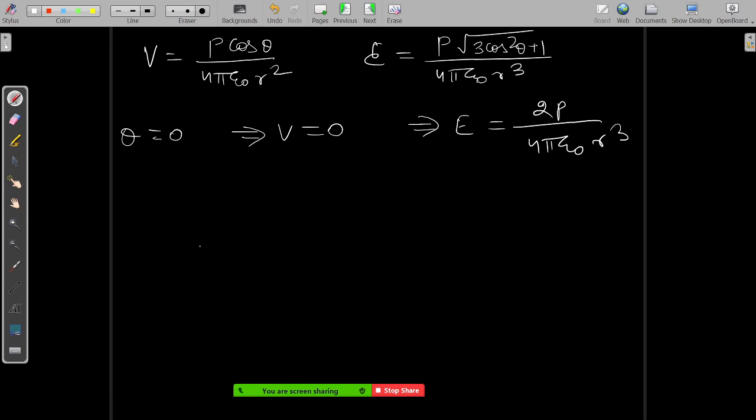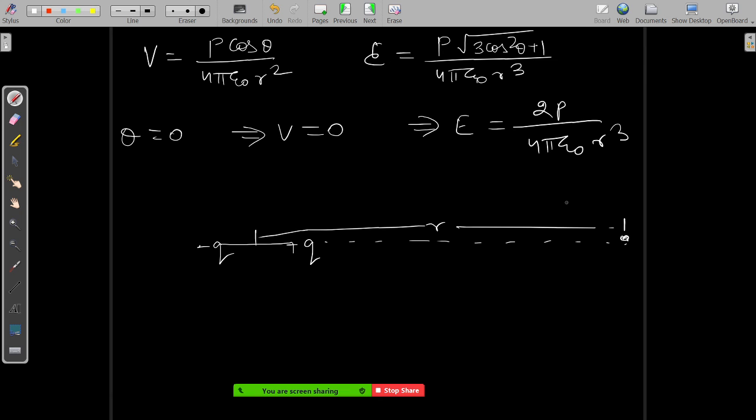Theta is 0 means basically this is minus q, this is plus q, and they are asking the point here along the axis, the distance from the center is r. Then they are asking at this point what is the electric field there. So the electric field will be there basically 2p by 4 pi epsilon naught r cube.